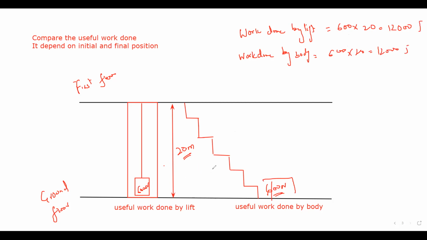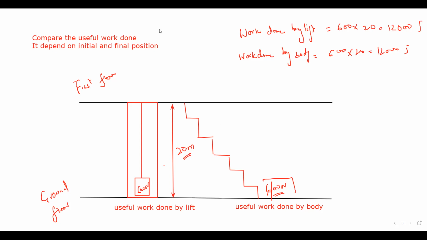So you can see here, two objects are doing the work in different ways: a lift using a cord to move up, and a person using the stairs to run the flight of stairs from the ground to the first floor. Because the weight of the person is the same and it is moving to the same height, the work done will be the same. So work done does not depend on the route or the path followed. It depends on the starting position and ending position. If the starting and ending positions are the same, then the useful work done will be the same.